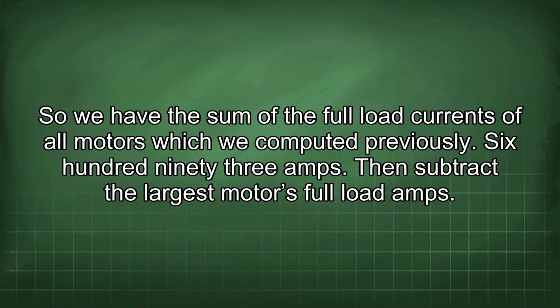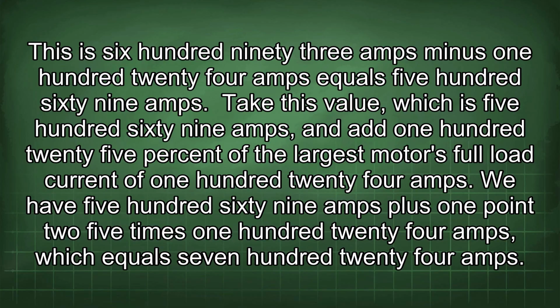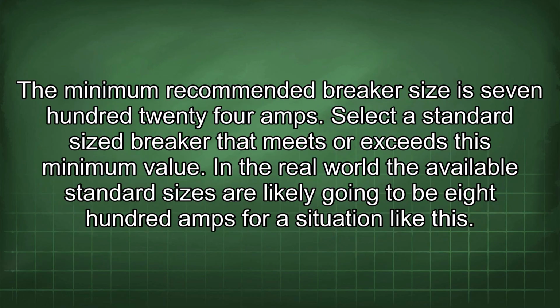So we have the sum of the full load currents of all motors, which we computed previously, 693 amps. Then subtract the largest motor's full load amps. This is 693 amps minus 124 amps equals 569 amps. Take this value, 569 amps, and add 125% of the largest motor's full load current of 124 amps. We have 569 amps plus 1.25 times 124 amps, which equals 724 amps. The minimum recommended breaker size is 724 amps.